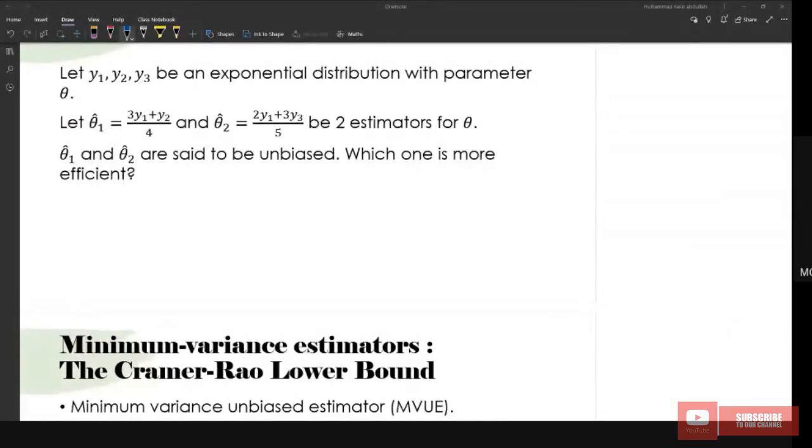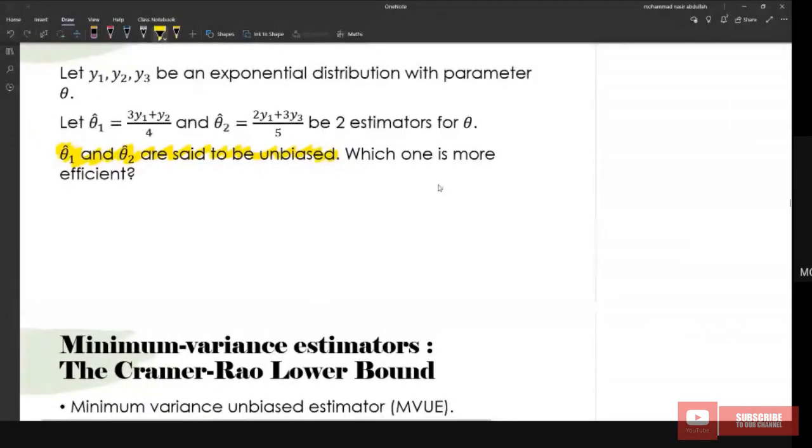I want you to copy this example and try to do it by yourself and find which one is more efficient. Right? First step, remember in this example, we don't need to find which one is unbiased because it already states here that theta 1 hat and theta 2 hat are said to be unbiased. So you need to straight away find the variance of theta 1 hat and the variance of theta 2 hat, compare these two variances and find the efficiency score, which is relative efficiency, right? I give you 5 minutes to do that.